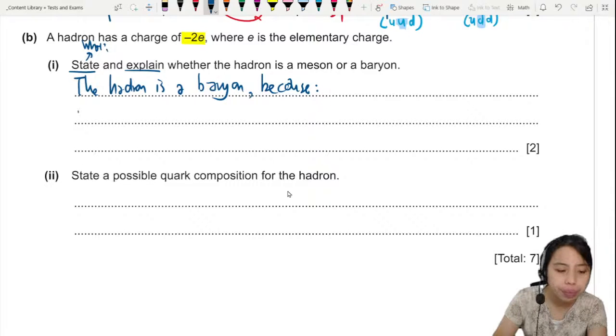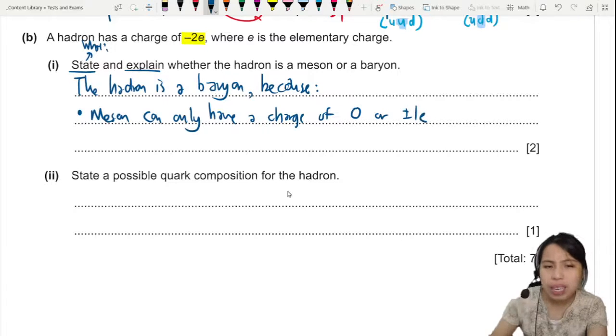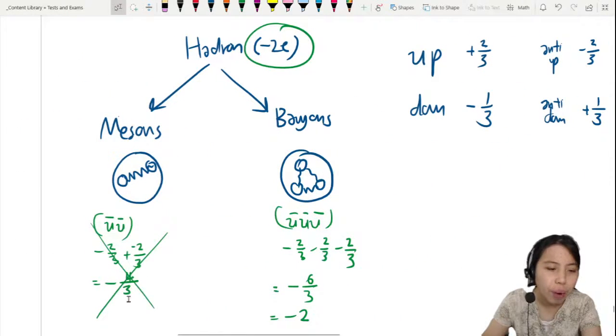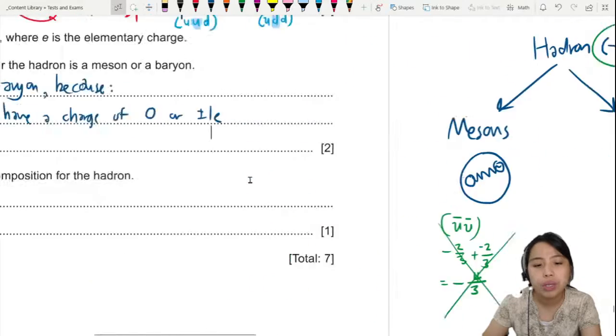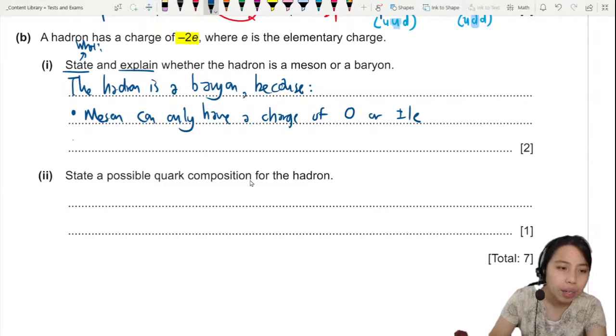Firstly, I could talk about mesons. A meson can only have a charge of 0 or plus or minus 1e. You can't have 1 over 3 charge or 4 over 3 charge. So just now we did this 4 over 3. We don't have a fraction of charge, it has to be a whole number: negative 2, negative 3, and so forth. So mesons can't quite hit negative 2 over 3. You can also mention that.